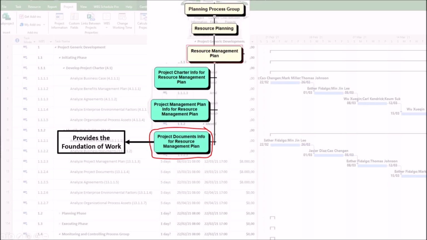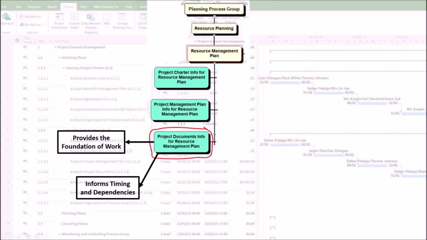1. Provides the foundation of work. The primary source for understanding the work that needs resources is the project scope baseline, specifically the WBS and WBS dictionary. The WBS breaks down the project into manageable pieces of work, work packages, and each of these requires resources. Without the WBS, resource planning would be a guess.